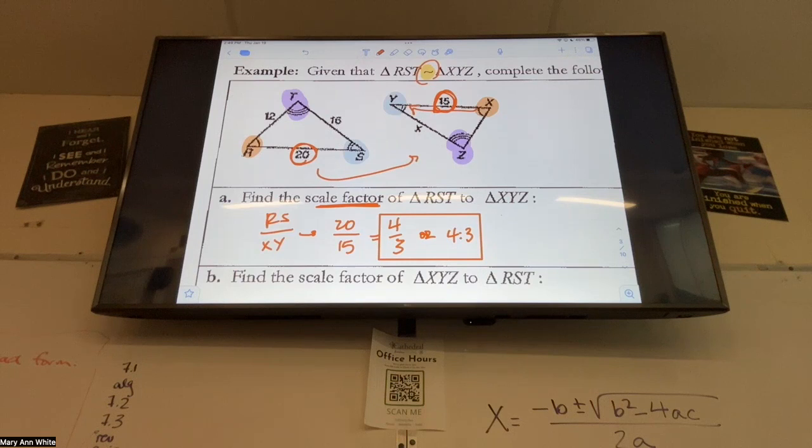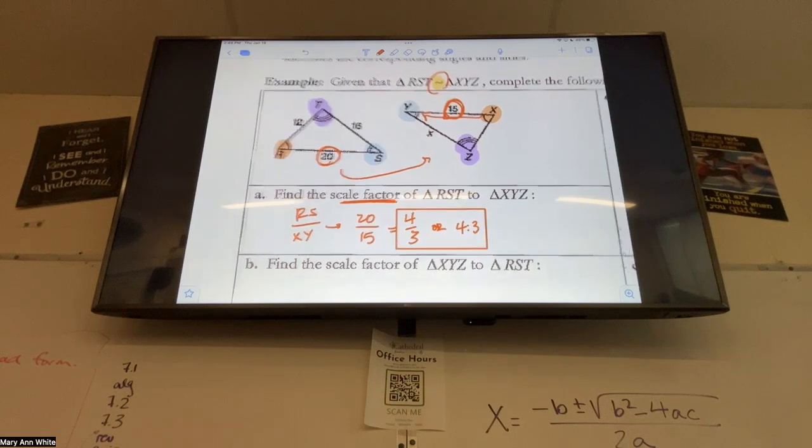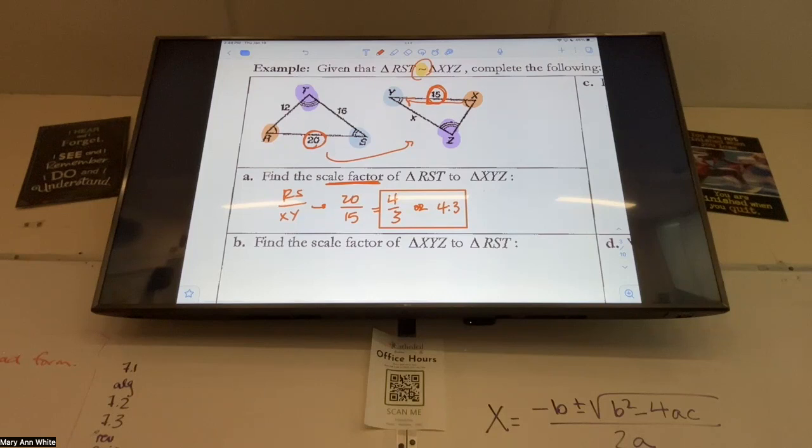We are gonna do it in our notes because I want us to get familiar with it. Once you get to homework or a test, unless I ask for the sides, you don't have to write that. So if it's greater than one, then it's just bigger. Good, now we're gonna go backwards. Now we're gonna find the scale factor of XYZ to RST. Do I need to do different math? No. What do I need to do?